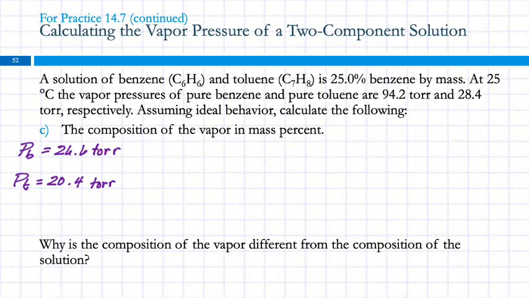If we want the mass percent composition of the vapor, we need to know how many grams of benzene and how many grams of toluene are in the gas state. Well, could we do something with the pressure and maybe find the moles and then use that to find the grams? We could maybe use the ideal gas law. Do we know what temperature this is? 25. We've got the pressure. The thing we don't know is the volume. But we could just choose a volume.